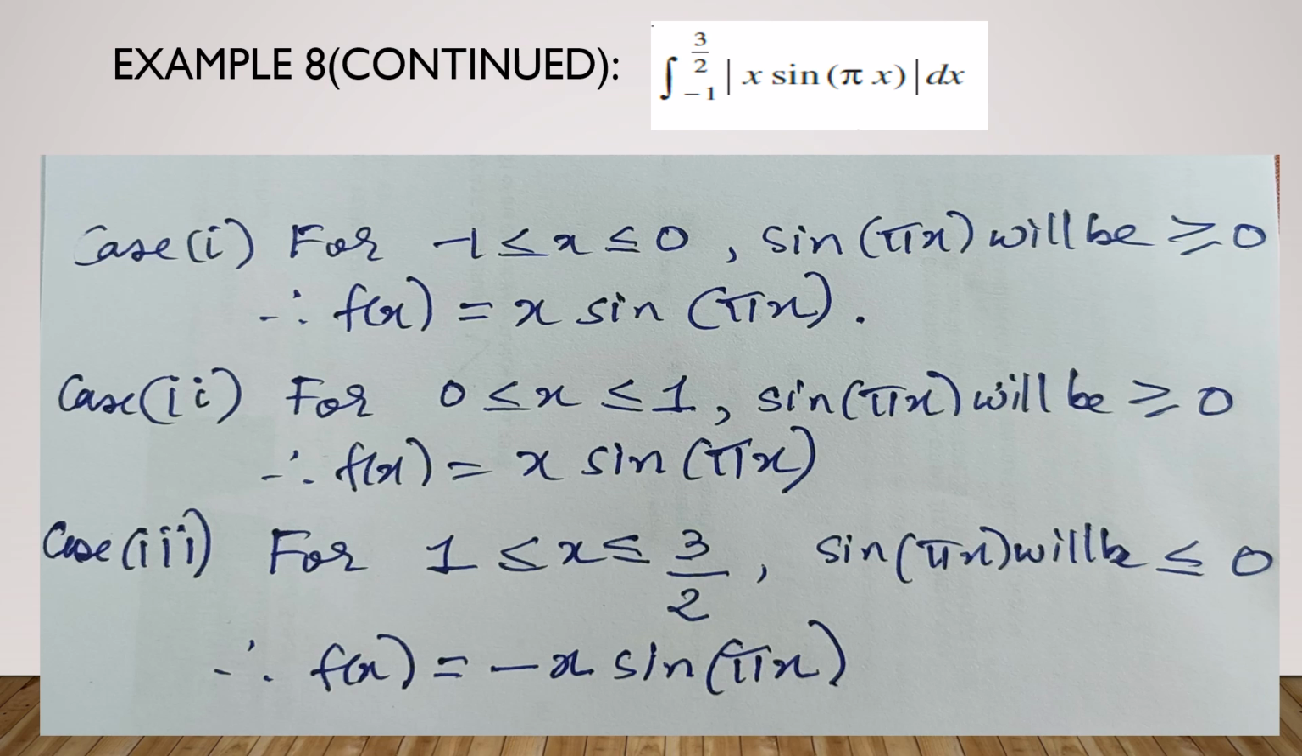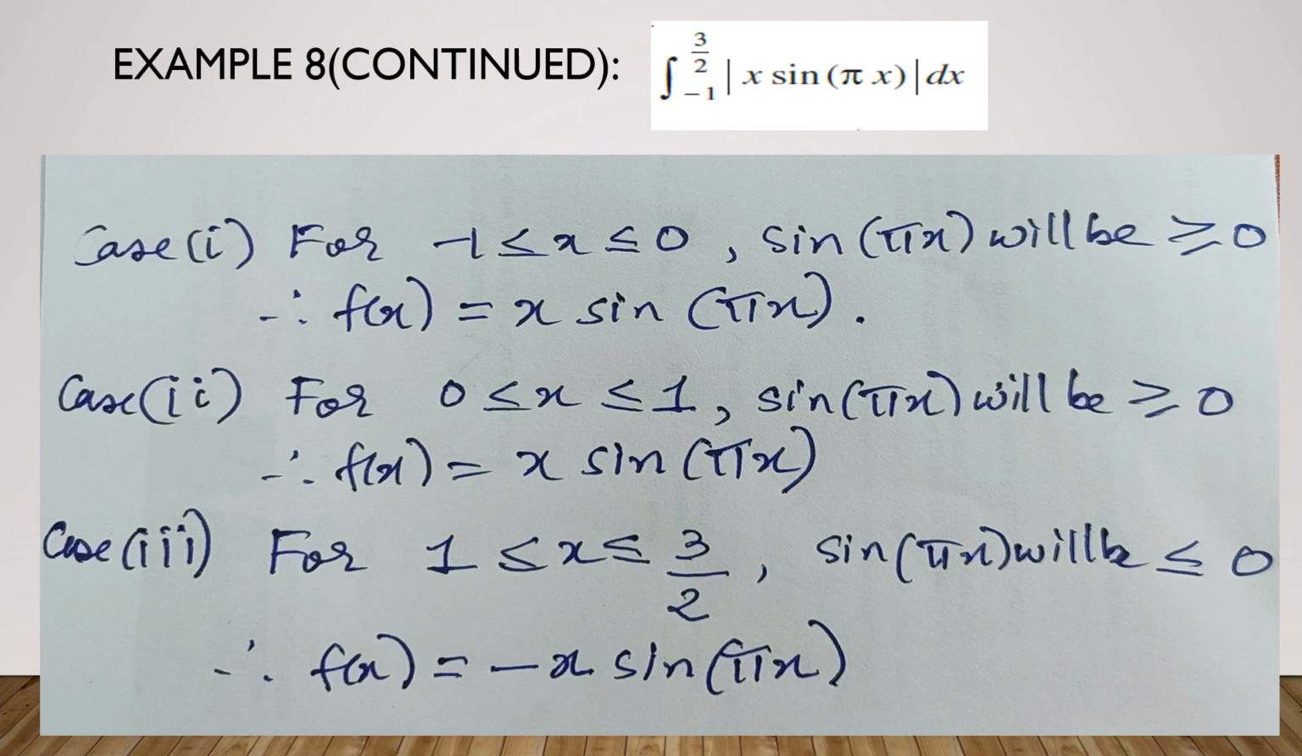For the third case, when x is between 1 and 3 by 2: when x is 1, it is sine of pi, which you know is 0. When x is 3 by 2, that means sine of 3 pi by 2, that will be minus 1. So this will be the third quadrant, and in this case sine will be negative. So f(x) will be defined as minus x sine pi x. That is the reason we have divided it into three parts.